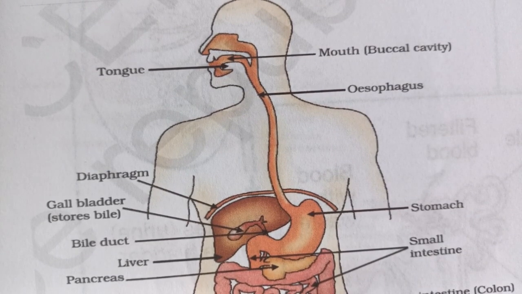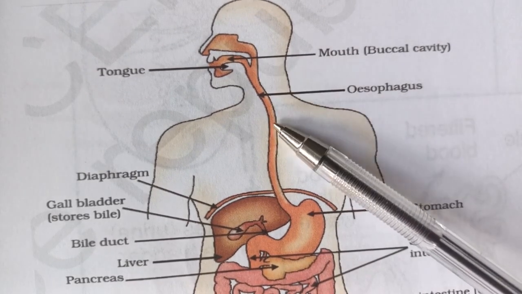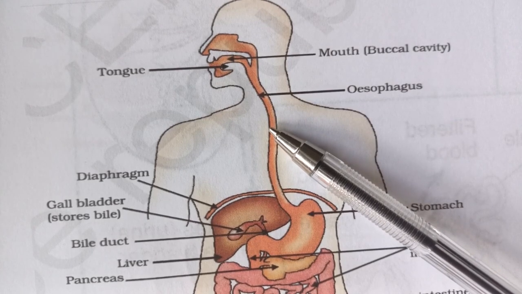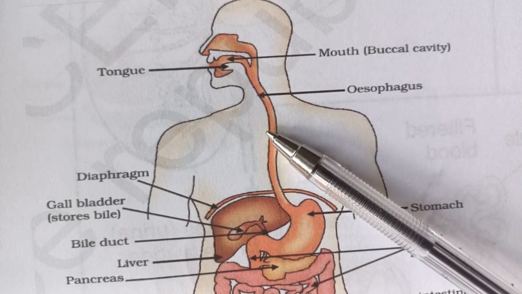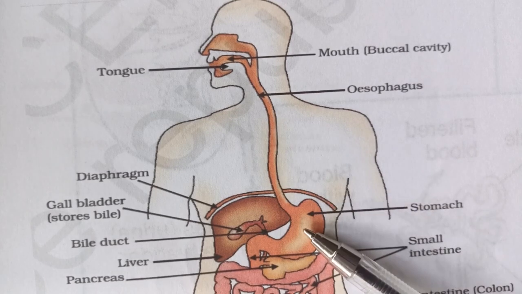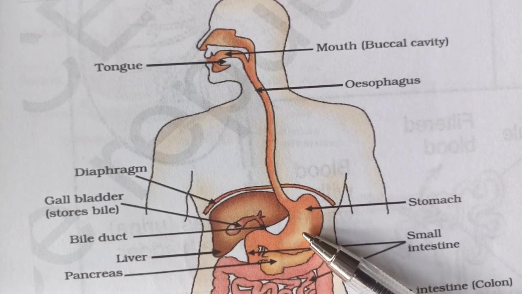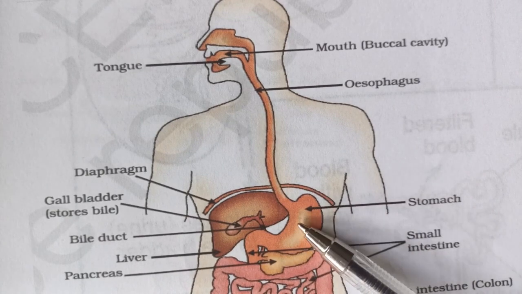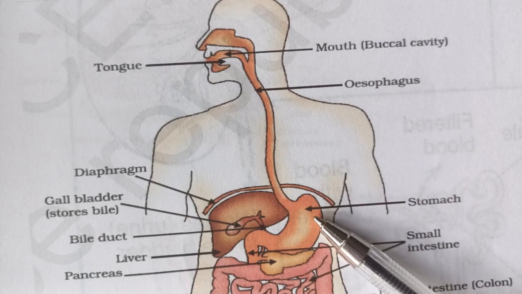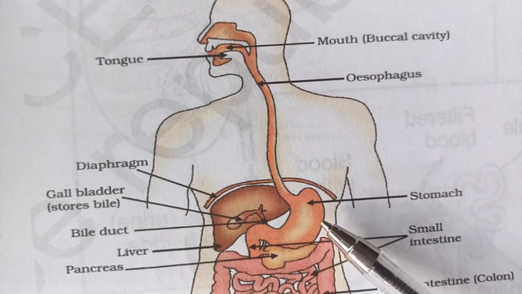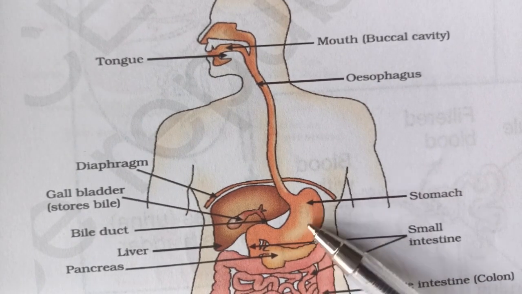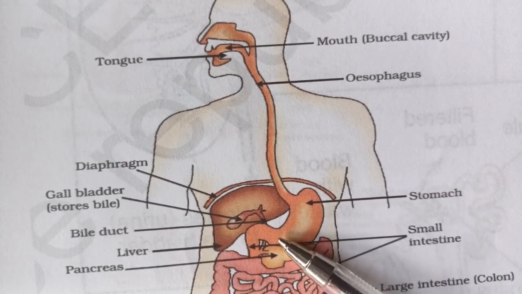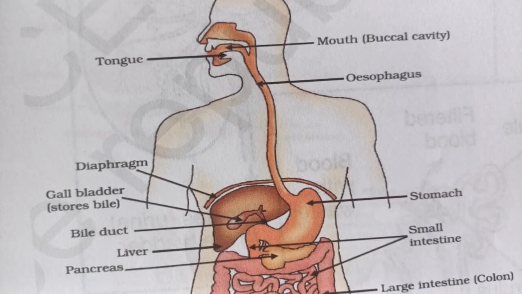From the mouth, the food enters the esophagus. It is also called the food pipe. From the esophagus, it enters the stomach. It is a large J-shaped bag, and the muscular wall of the stomach helps to mix the food thoroughly with more digestive juices.